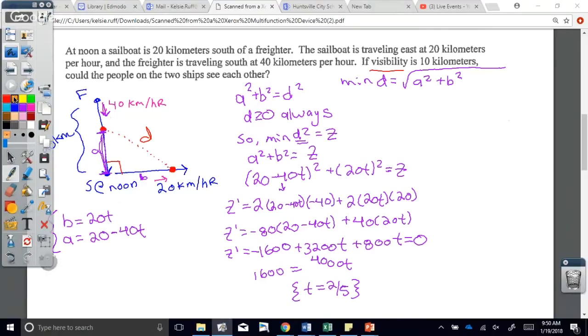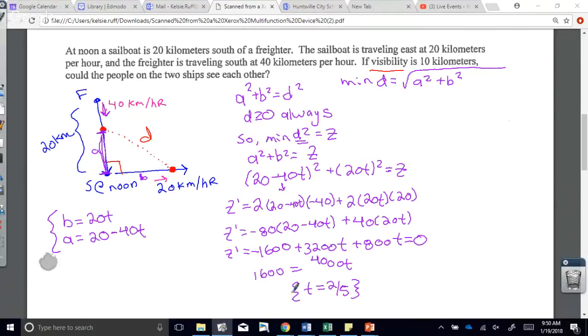We have to make sure it's a minimum value. It could be a maximum, so to do that, the second derivative is going to be 4,000, which is greater than 0. A second derivative greater than 0 tells me that it is going to be concave up, looks like a cup. A cup is always going to have a minimum, so we have a minimum at t equals 2/5.